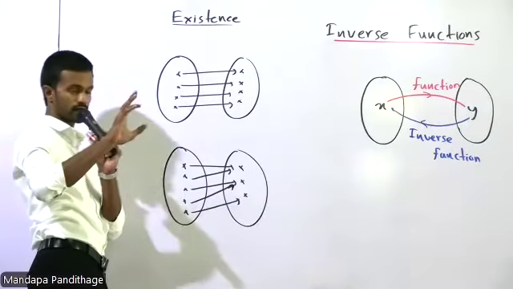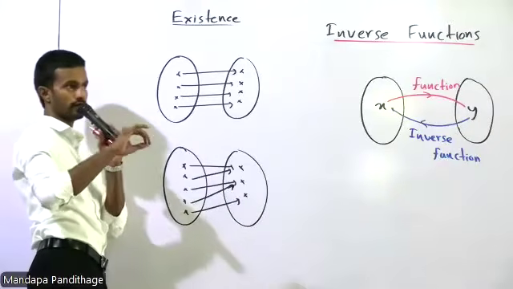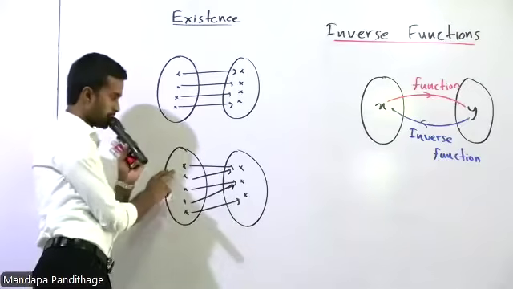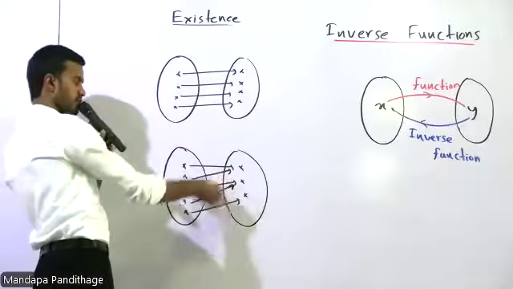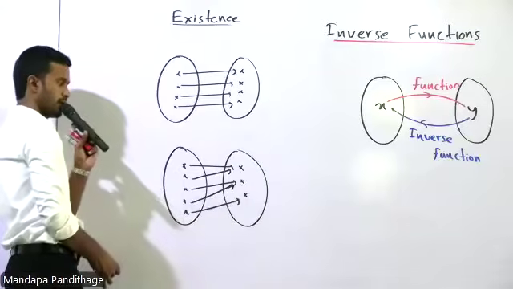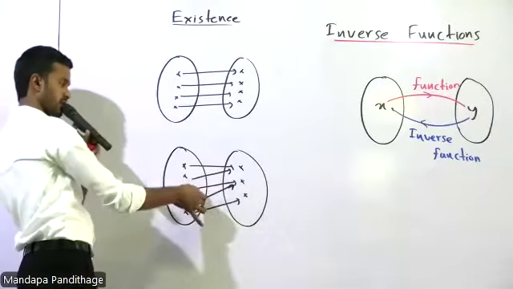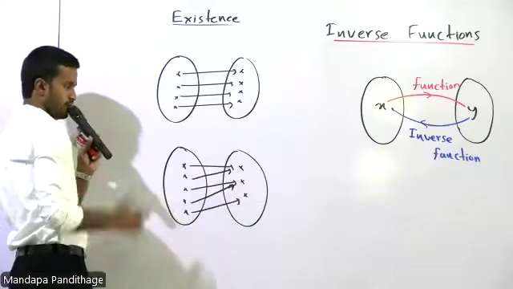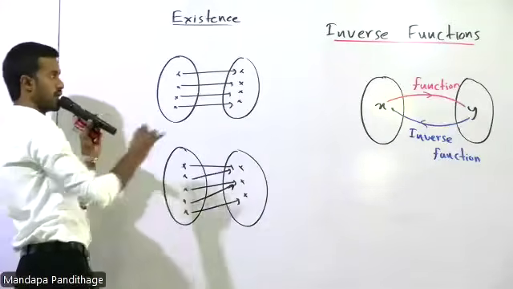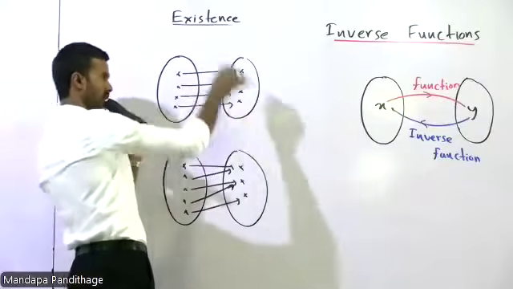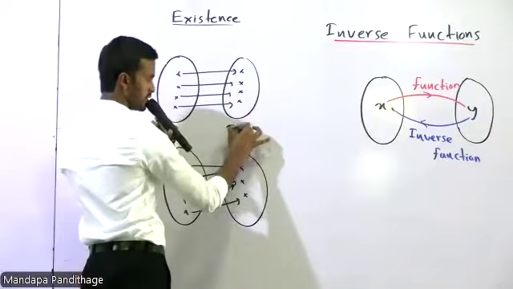So the inverse of a many to one function is one to many. Because of that, we say that out of the two types of functions, for a one to one function there is an inverse function. The inverse function exists.